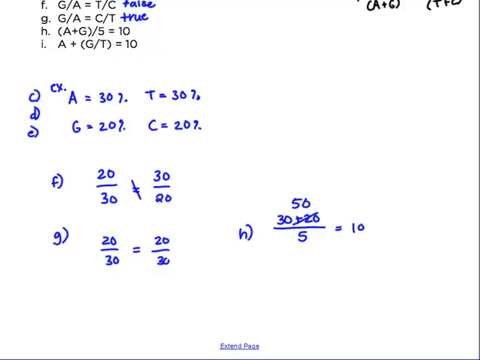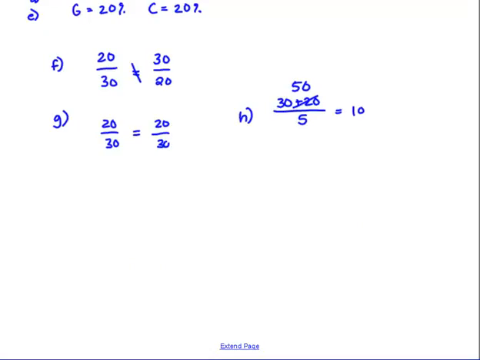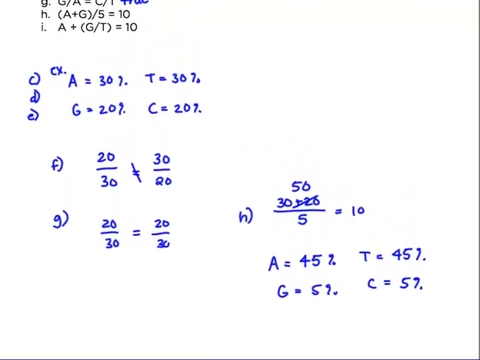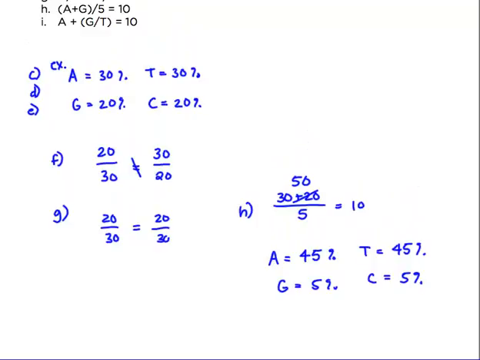So maybe you'll say, maybe it's not true in all examples, so we can do another one. Let's say now that A equals, let's say 45%, which means that T also equals 45%. When you add these together, there's 90%, which means that G and C together equals the last 10%. So G equals 5%, and C equals 5%. Now if you do A plus G here, you still get 50, so divided by 5 is equal to 10. So this is true.